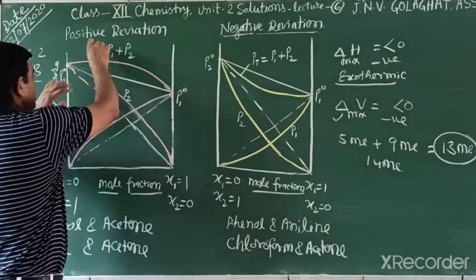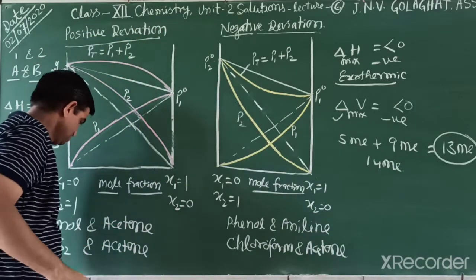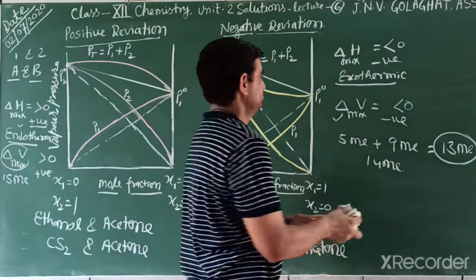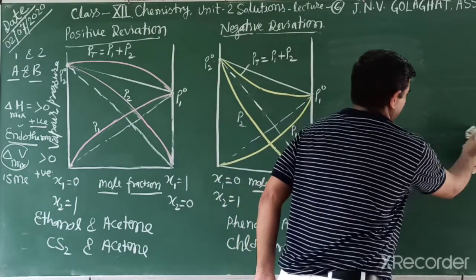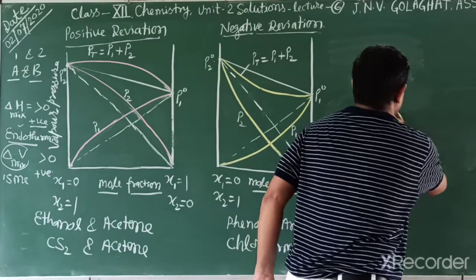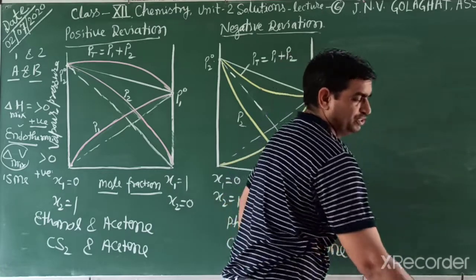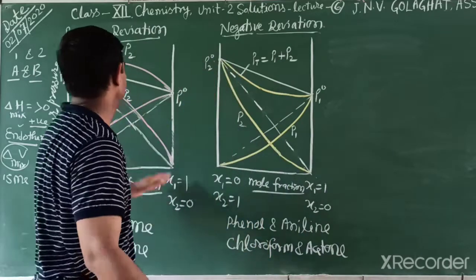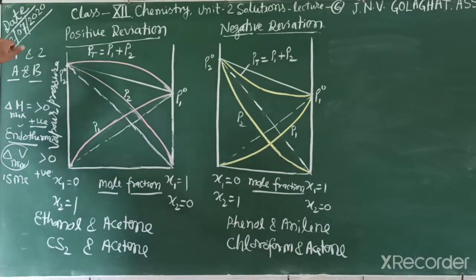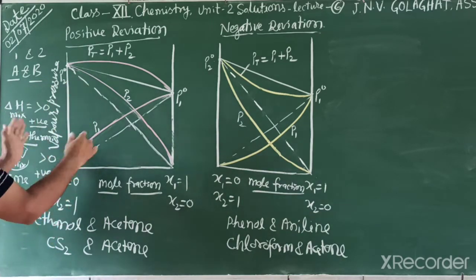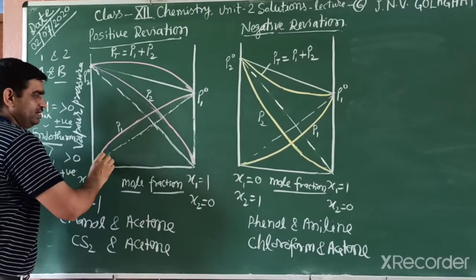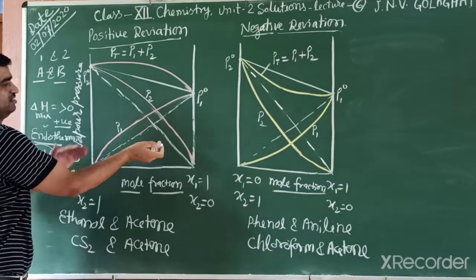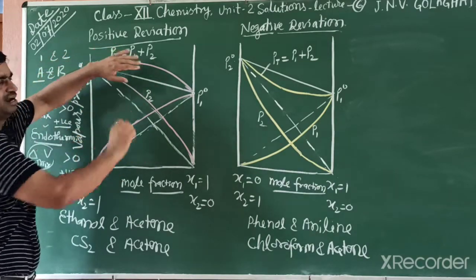Next, how can we identify positive deviation? First we explain positive deviation. In positive deviation, both enthalpy of mixing and volume of mixing are positive, and vapor pressure is also positive. When we plot the curve, Raoult's law is denoted by a dotted line, and the other one is also denoted by a line. If you combine them, we get Dalton's law.